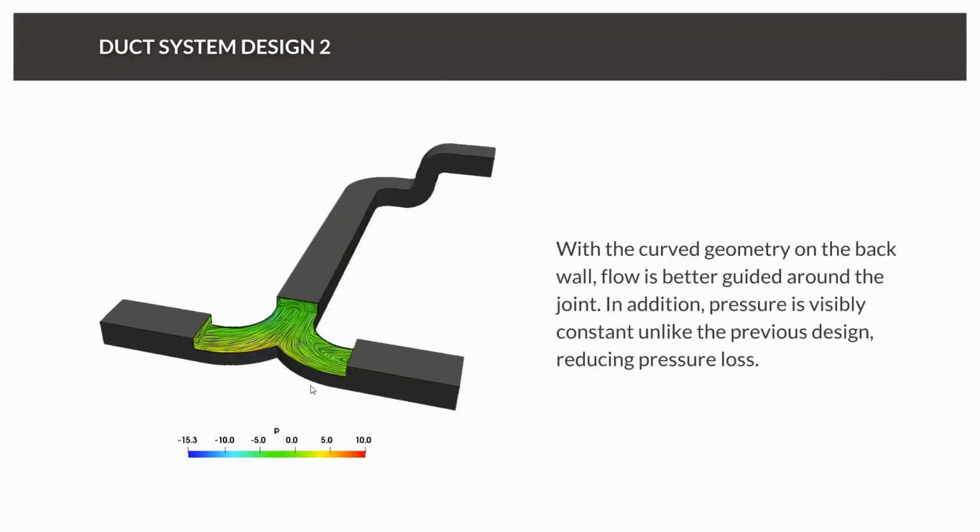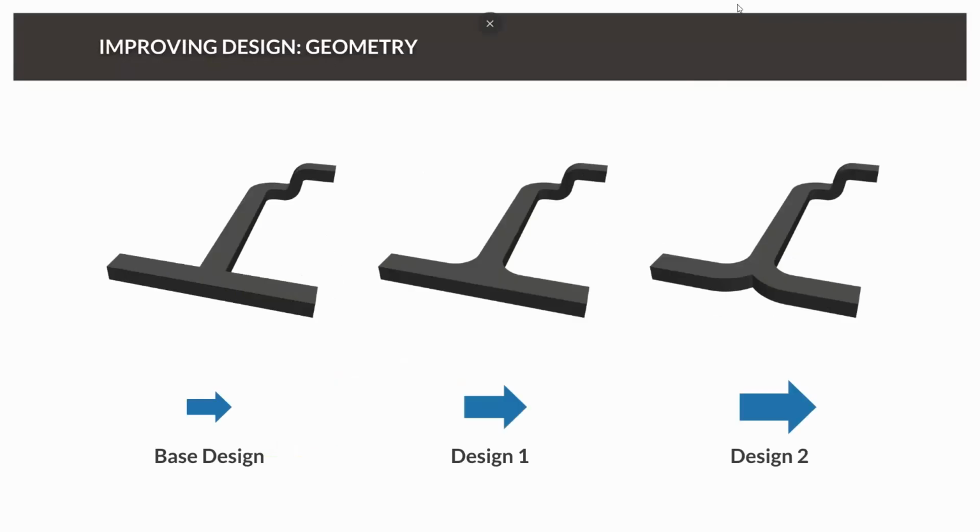With this curved geometry on the back wall, the flow overall is guided better around the joint, and the pressure drop is much smaller and more constant, unlike the previous design. So we took an initial design, did a simulation, took a look at the results, and then decided on the next design change.